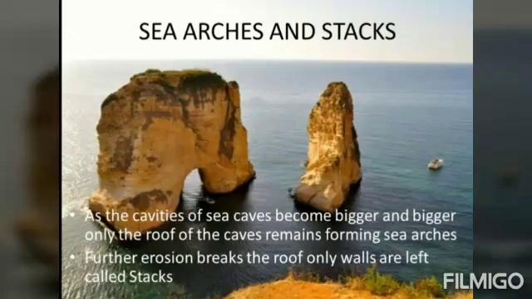As the cavities of sea caves become bigger and bigger, only the roof of the cave remains, forming sea arches. Further erosion breaks the roof, and only walls are left, called stacks. Sea arches are then formed into stacks.